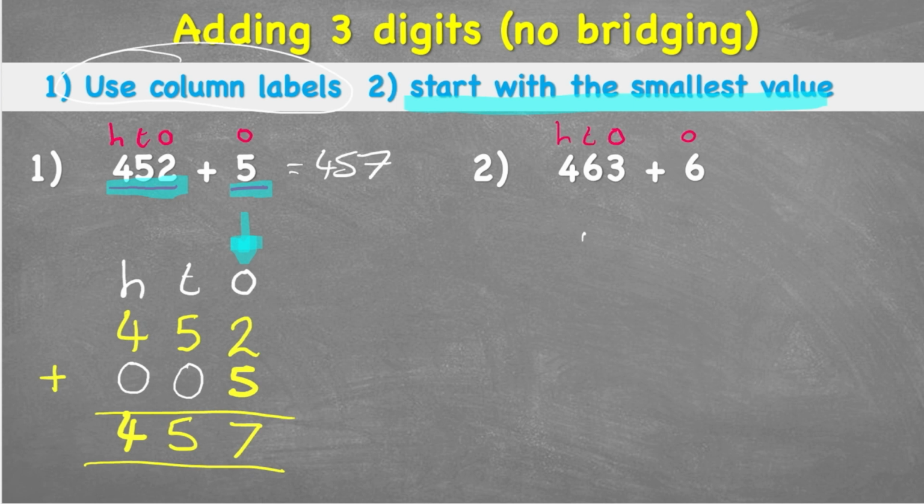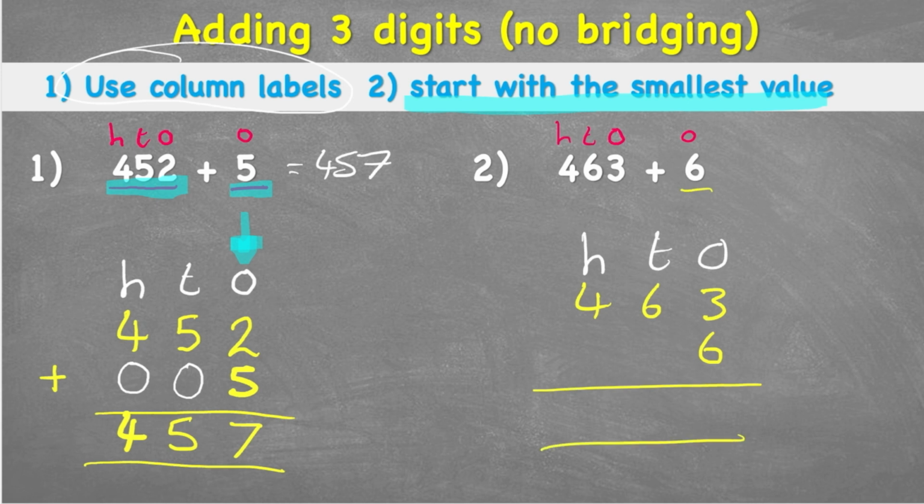Therefore now I can put my hundreds, tens, and ones. And I can look at this first number, 463, and see I have 3 ones, 6 tens, and 4 hundreds. And my second number, the number 6 on its own, I have 6 ones.